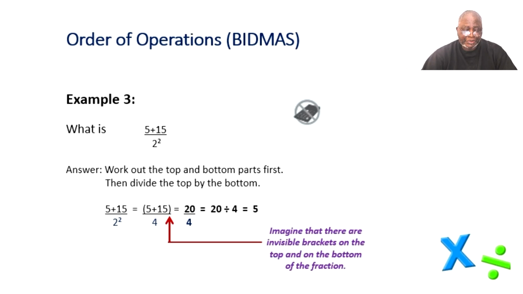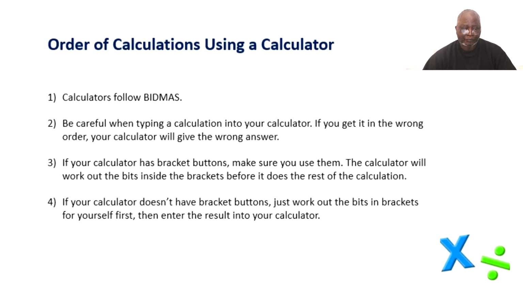But then you have to treat that division line as a bracket. So it will be open brackets 5 plus 15 close brackets divided by 4, which will be equal to 20 divided by 4, which is equal to 5.